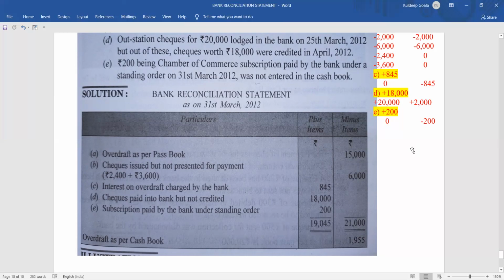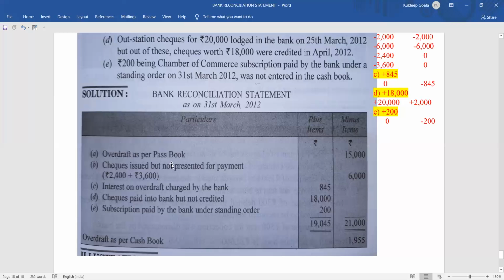Once all the items are over, you have to find out roughly the total of plus items and the total of minus items. We can see that the plus item is 19,045 and the minus item is 21,000. So that means the minus is more. What you will do is put the difference in the minus column. The difference is 1,955. It has been put in the minus column because it is a negative figure, because the minus items are more.